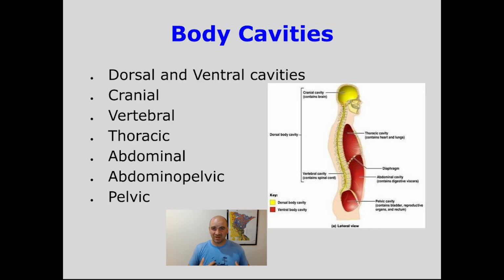In your ventral cavity, we have a few. We have your thoracic cavity. That's your chest, and so that's where your heart and lungs are going to be located. That is going to be separated from your abdominal cavity by the muscle that sits there, which is going to be called the diaphragm.